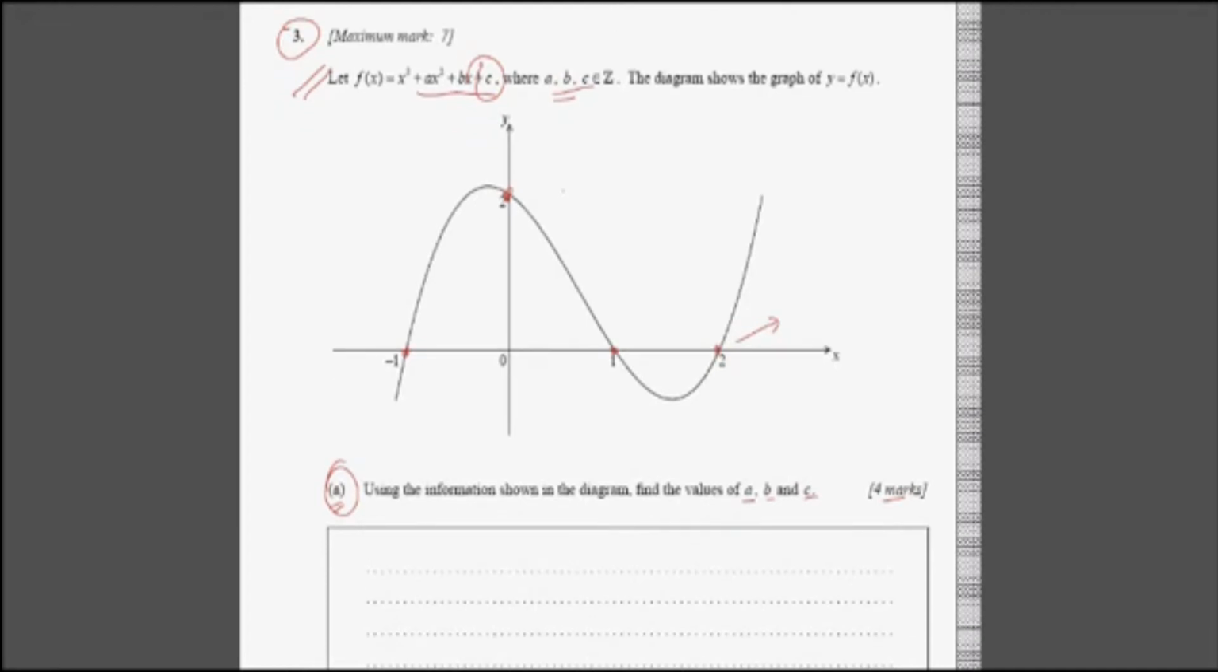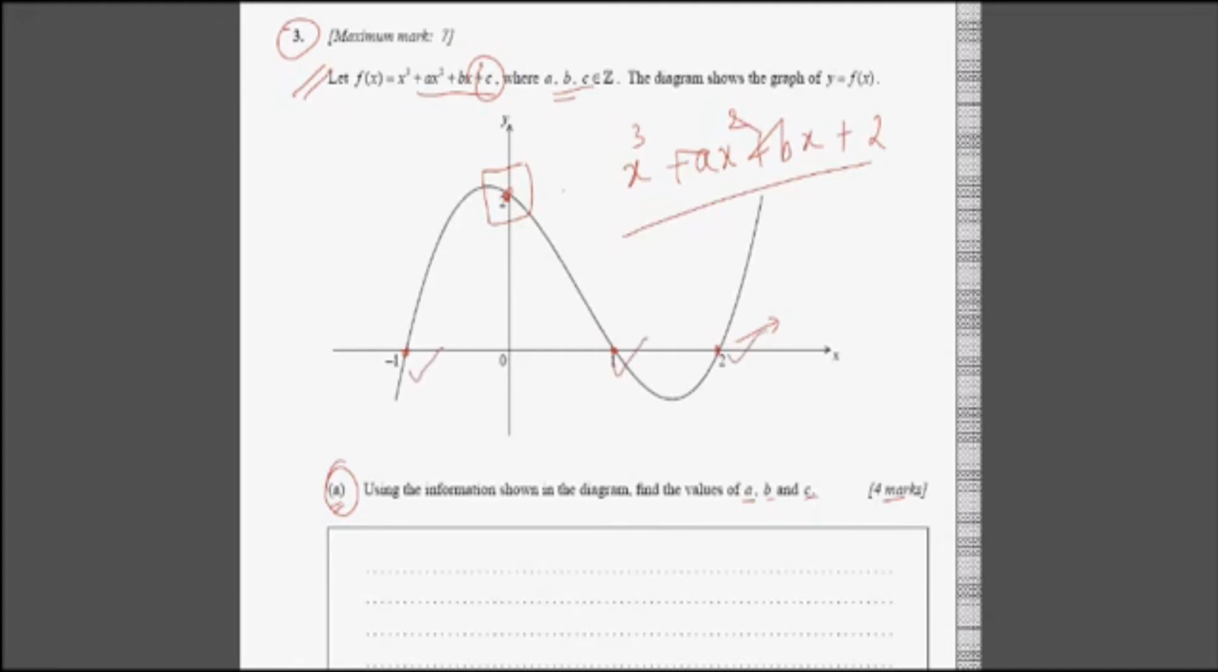You have already found c. C is very easy. If you know that c is the y-intercept, it's very easy. And finding a and b is going to be very simple if you just change the question and write it like this with the c that you have found. So once you know that you are now left with a and b, you are supposed to use it.